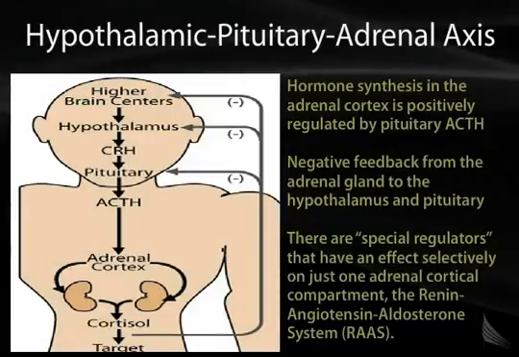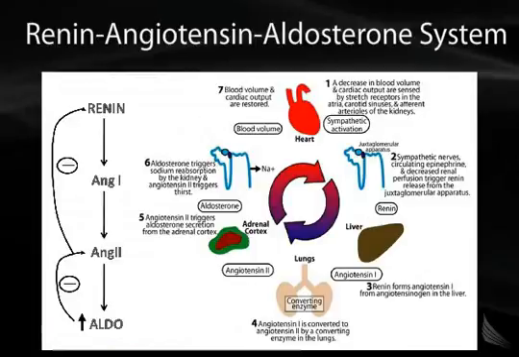So basically, the systems that we're talking about are the HPA axis, which is the CRH from the hypothalamus, ACTH from the pituitary, cortisol from the adrenal gland, but also the RAA axis, which is the renin, angiotensin, aldosterone system. We'll cover the RAA system first, and then we'll get back to the HPA axis second.